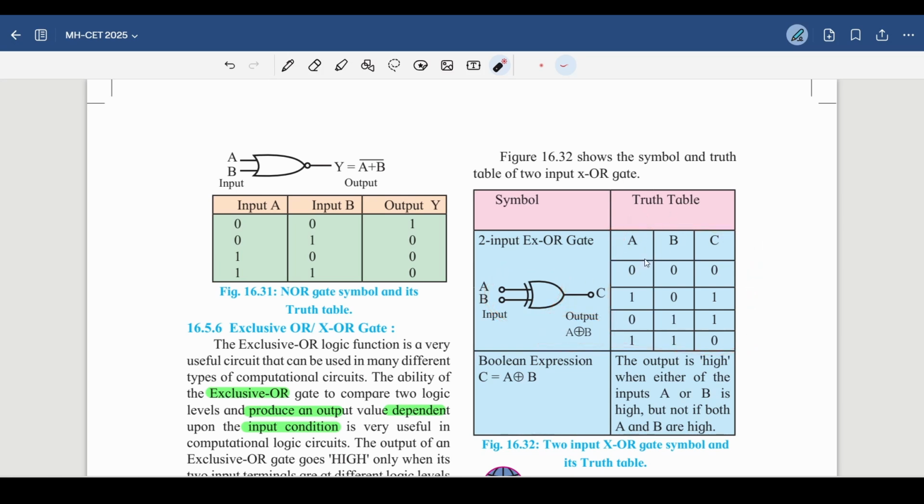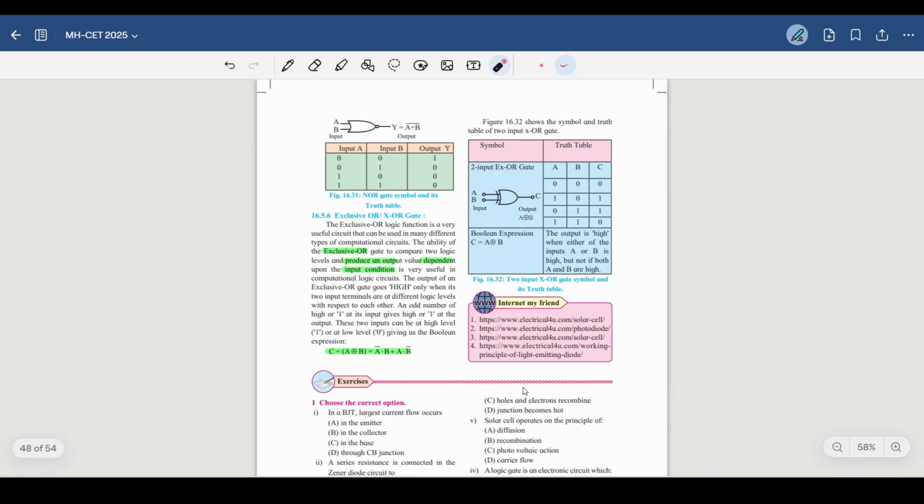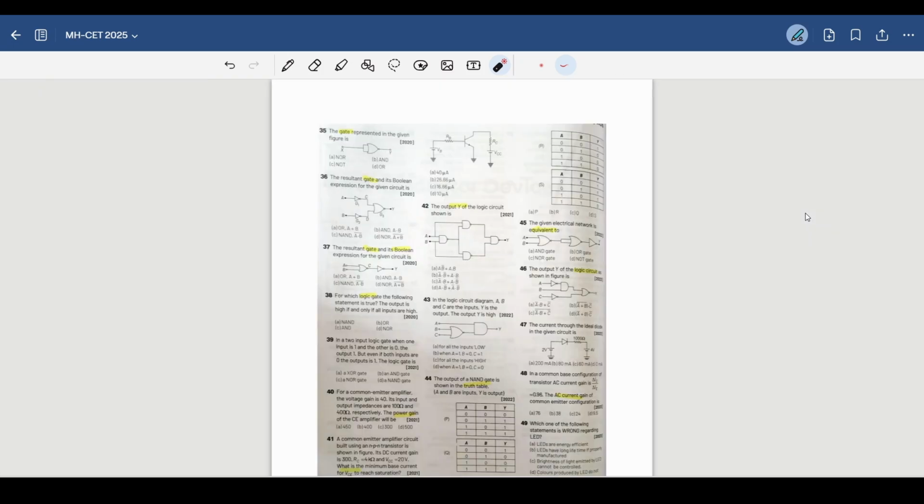Just look at the truth table. Whenever both the inputs are equal, whenever both the inputs are the same, 0 0 or 1 1, the output is 0. Whenever both the inputs are different, 1 0 or 0 1, then the output is 1. So this is the truth table of XOR gate. So now we have looked into the logic gate topics. Now let's look at a few previous year questions and try solving them.